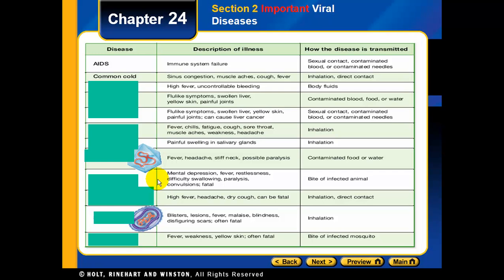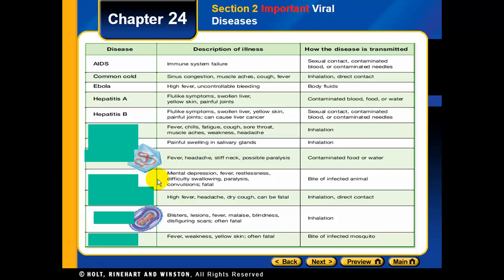Next one, high fever, uncontrollable bleeding. It's transmitted by bodily fluids. That is Ebola. Flu-like symptoms, swollen liver, yellow skin, painful joints, transmitted by contaminated blood, food, or water. That is hepatitis A. Flu-like symptoms, swollen liver, yellow skin, painful joints, can cause liver cancer, and this one is sexual contact, contaminated blood, or contaminated needles. That is hepatitis B.